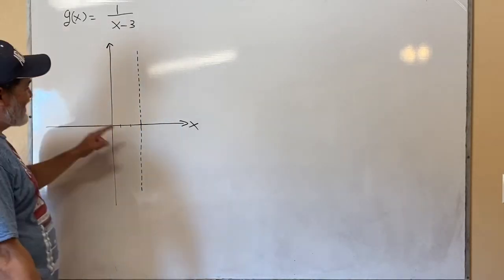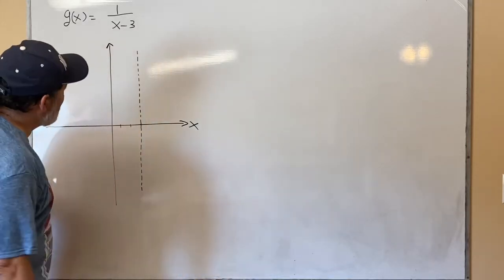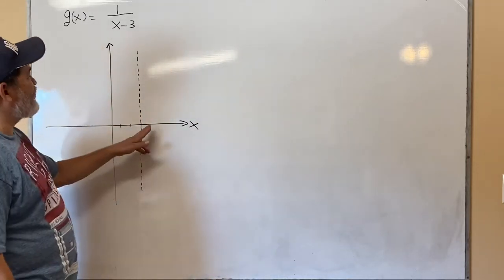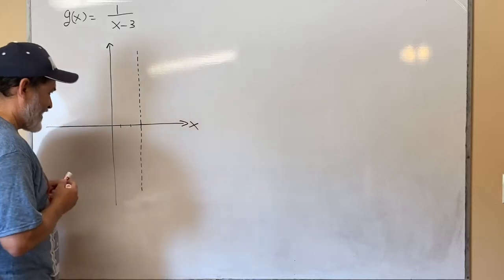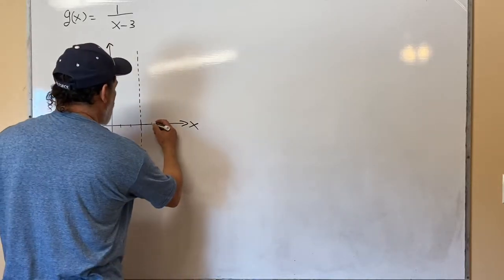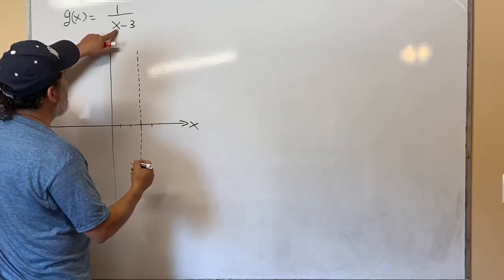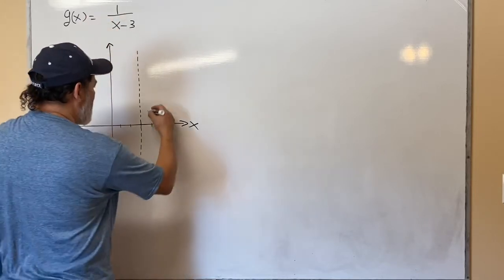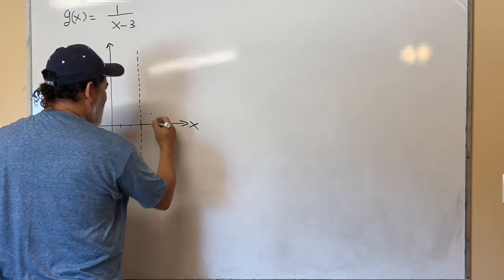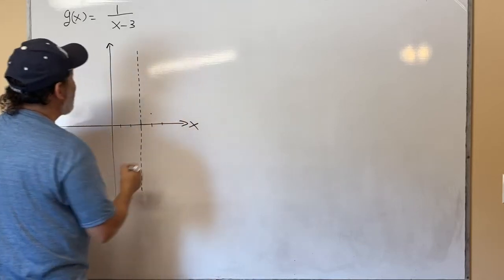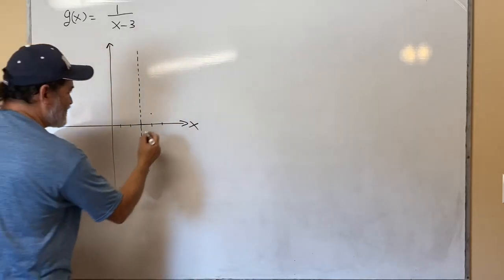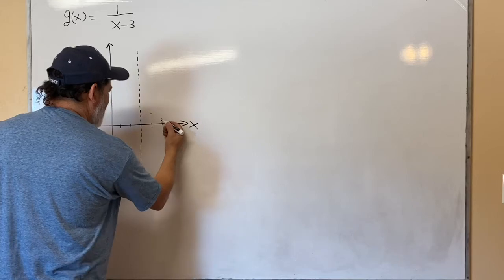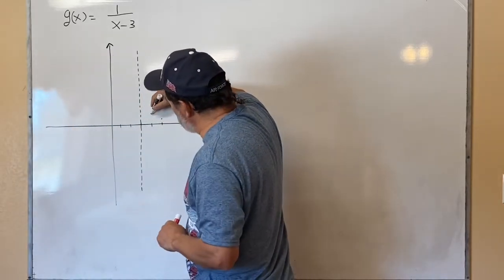At x equals 3 it doesn't exist. At x equals 4, we get 1. Plug in 4 there. 4 minus 3 is 1. 1 over 1 is 1. At x equals 5, we get a half. And so therefore the behavior is this.